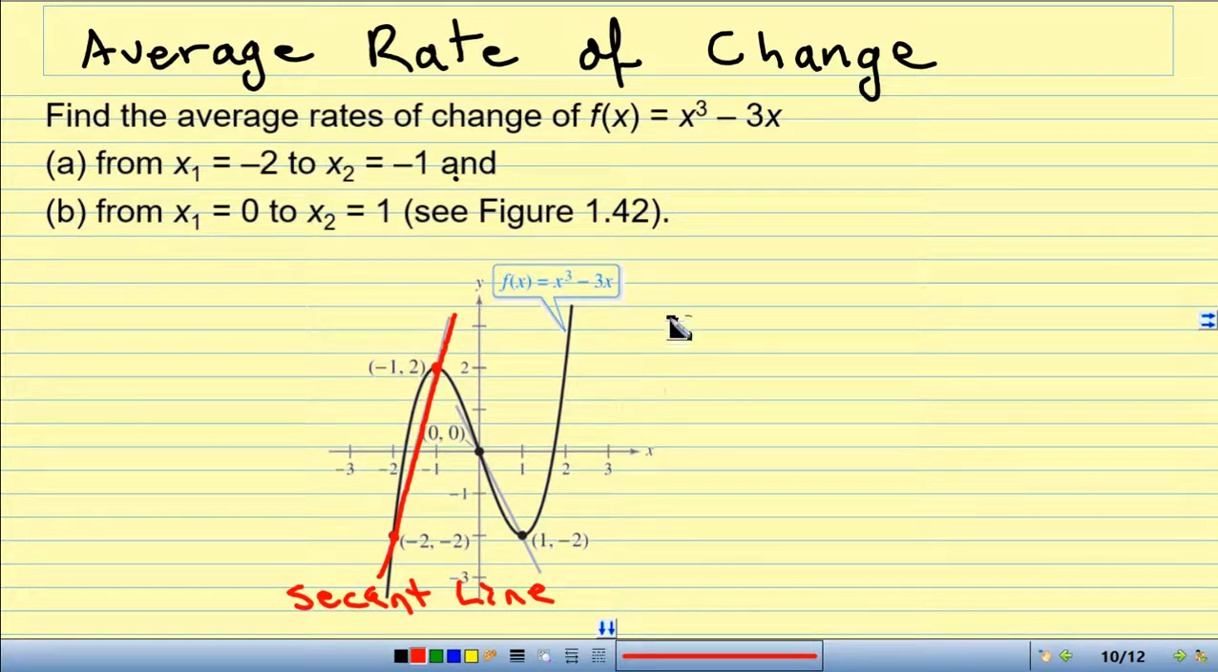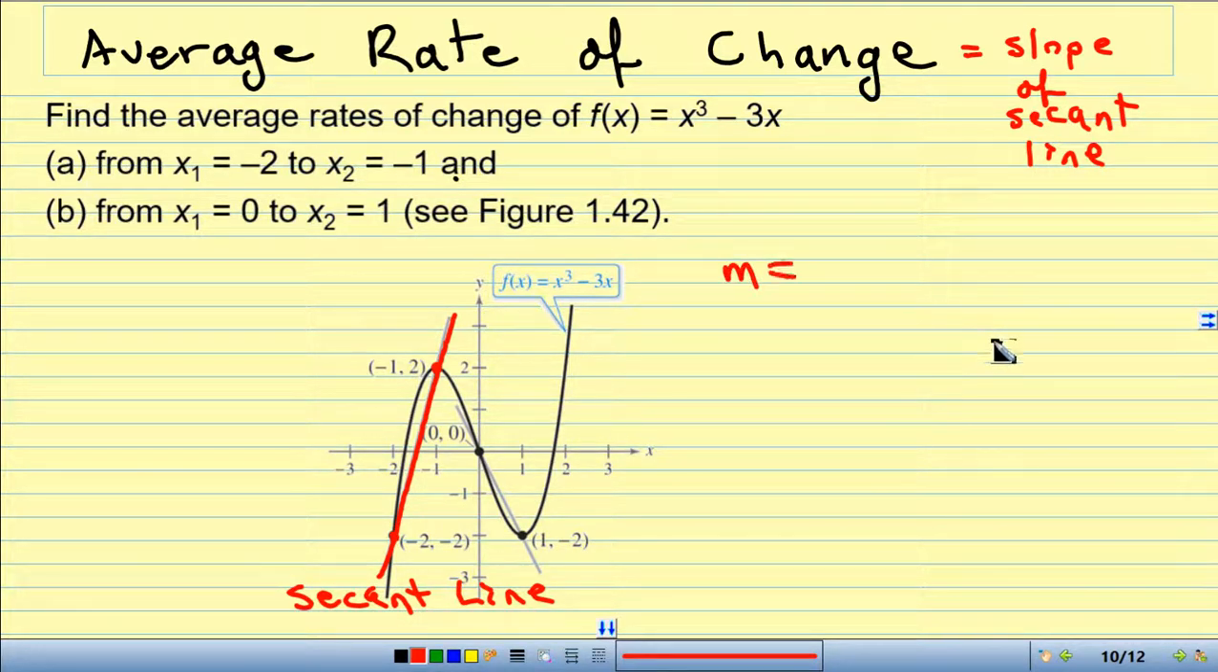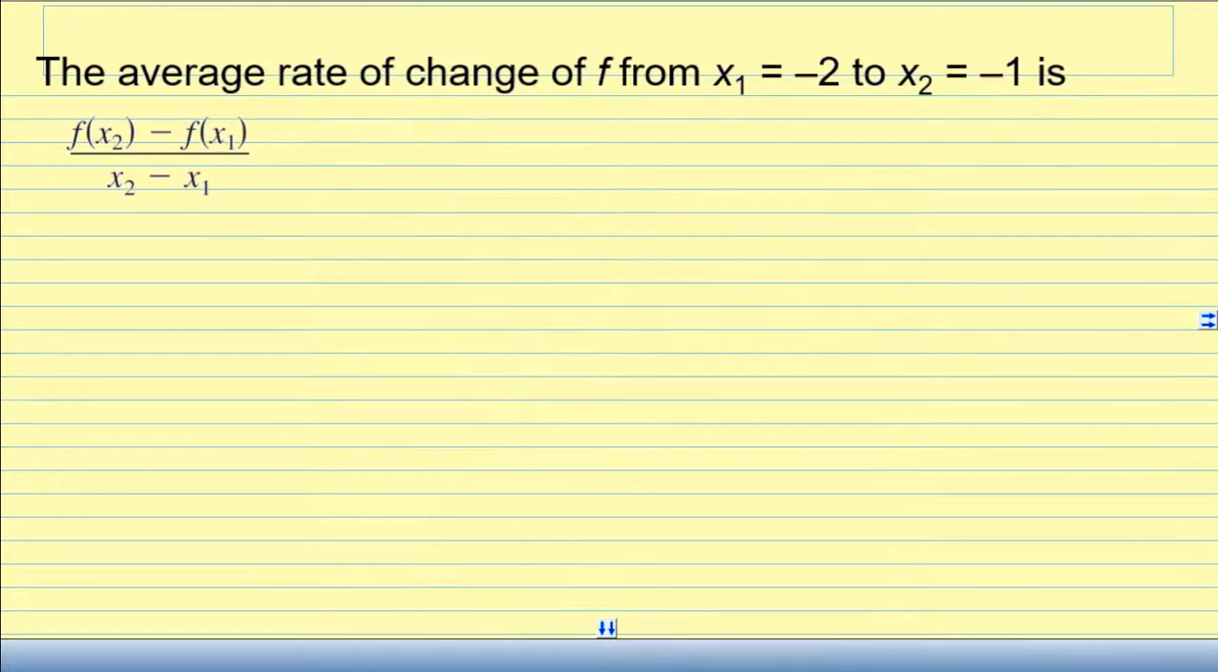And a secant line is a line that cuts a graph at 2 points. Now, to find the average rate of change, all you do is you find the slope of that secant line. The slope of the secant line. That's all you have to do. You guys know what a slope is. It's y2 minus y1 over x2 minus x1. And that's the slope. So all you have to do is find the slope.